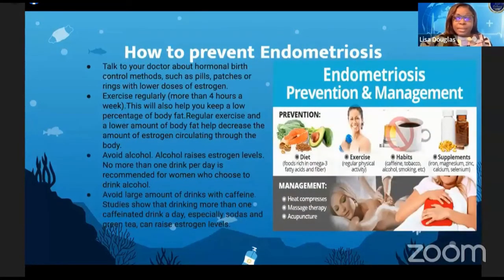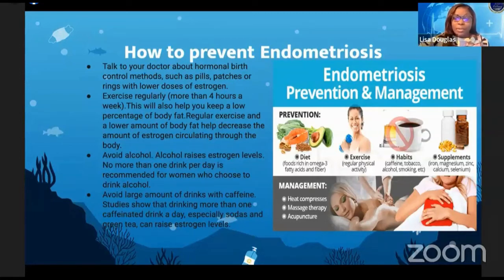How to prevent endometriosis. You want to talk to your doctor about hormonal treatments. Some doctors prefer to put some females on birth control, but there are some females also that cannot take it, such as pills, patches, or rings with lower doses of estrogen. Exercise regularly, more than 4 hours a week. This will also help you keep a low percentage of body fat. Regular exercise and a lower amount of body fat help decrease the amount of estrogen circulating throughout your body.